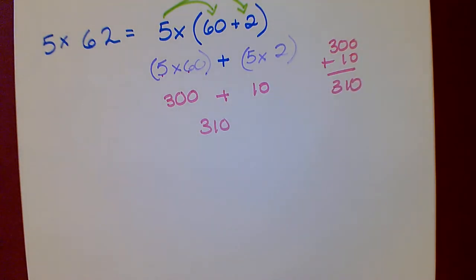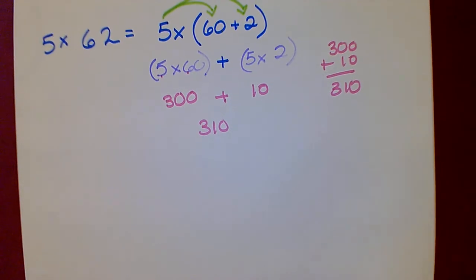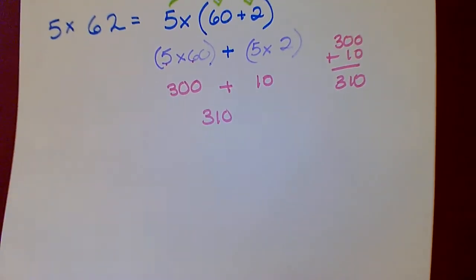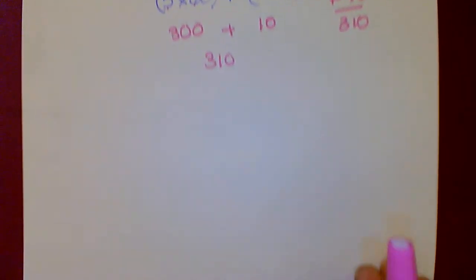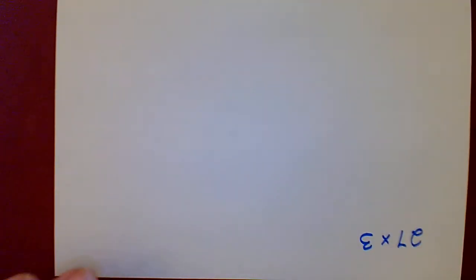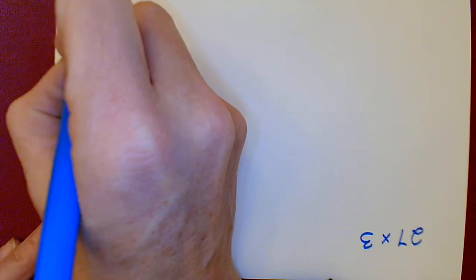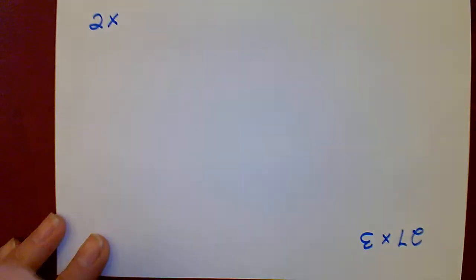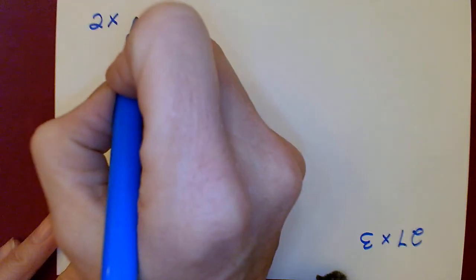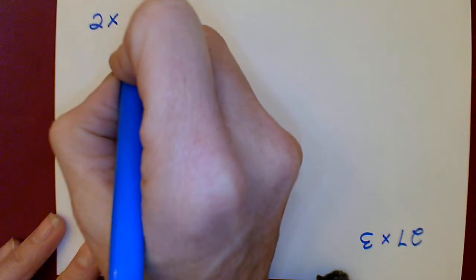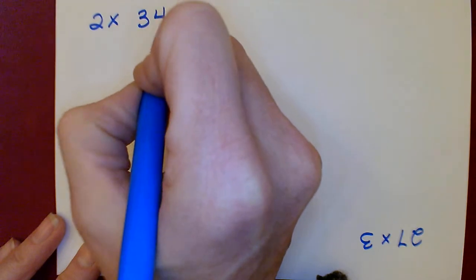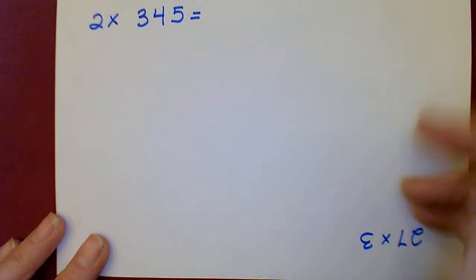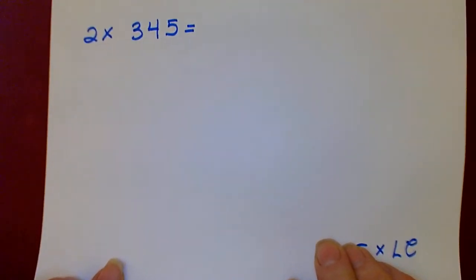All right, we did it. So that was 2 times through. If you are starting to feel like you are getting this, let's go for a challenge. We're going to go up to a 3-digit number. All right, so let's do 2 times 345. Nice, easy number. So first step, expanded form.